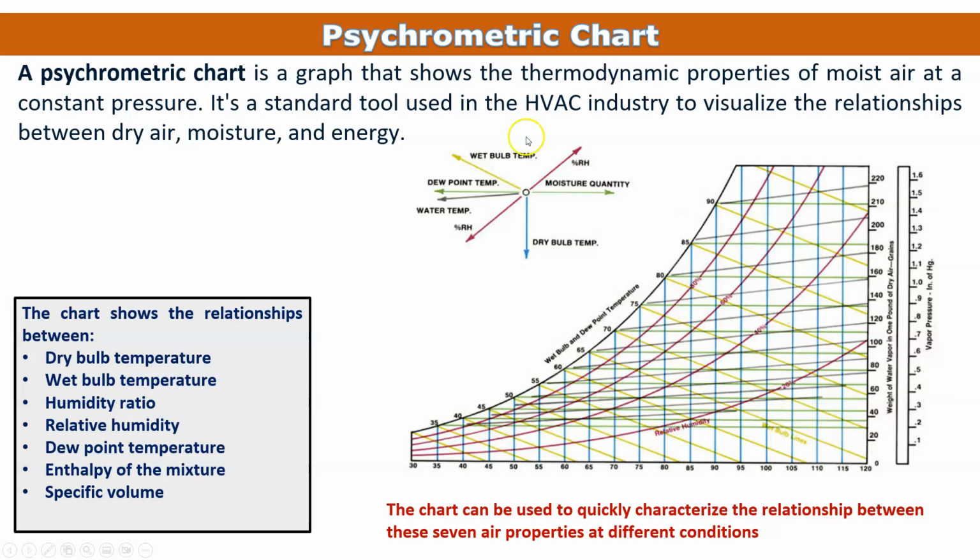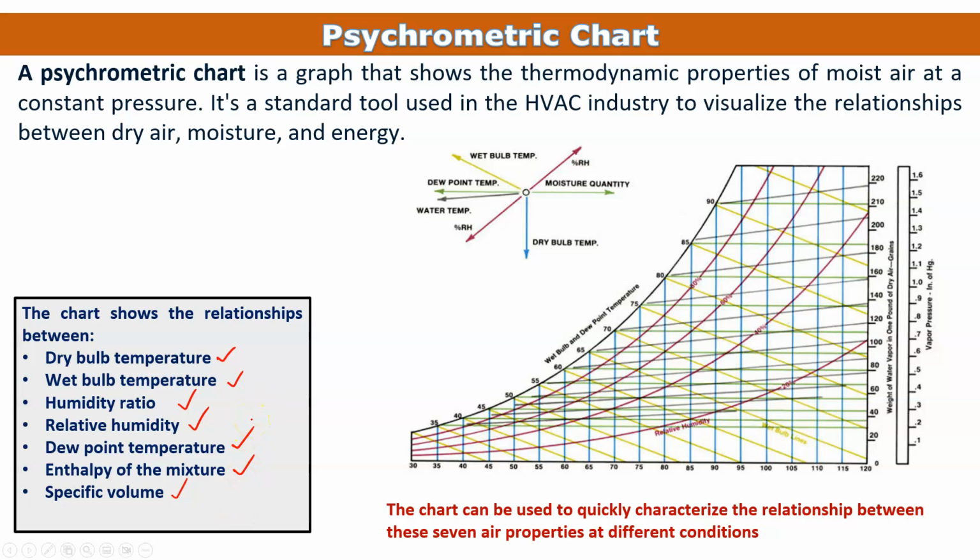So now here are the 7 properties: dry bulb temperature, wet bulb temperature, humidity ratio, relative humidity, dew point temperature, enthalpy of the mixture and specific volume. These are the 7 air properties. Now if you know any 2 properties, you can easily find the other 5 properties.